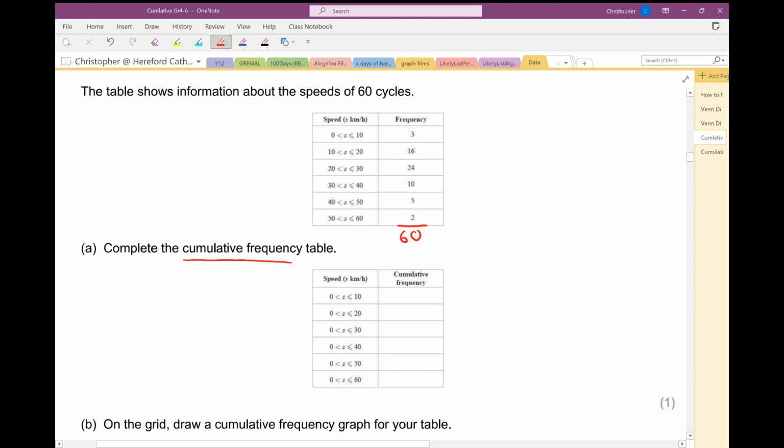Well, going between 0 and 10 is 3 of them. And then going between 0 and 20, well, that's going to be all of those. The 3 and the 16 makes 19. Keep on adding up. 19 and 24 is 43, then 53, then 58, and then 60. Good, so I do have 60 bikes, which are going between 0 and 60. So there's my cumulative frequency table.